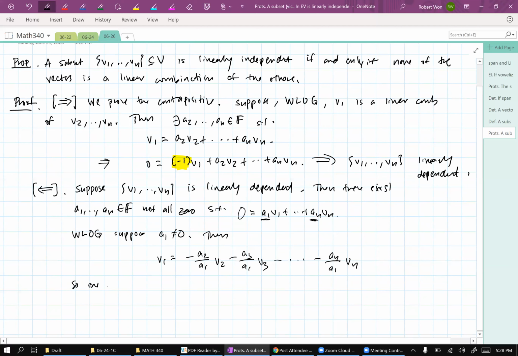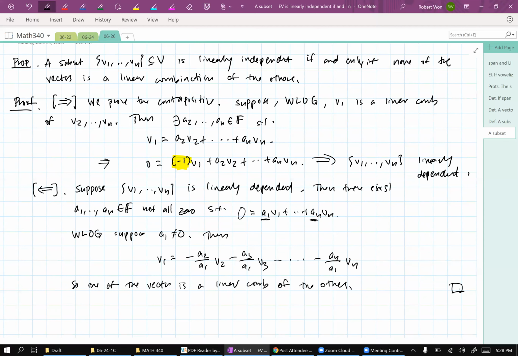So one of the vectors is a linear combination of the others. So I've proved the contrapositive of the converse, therefore I've proved both directions. Okay. So this proposition is a nice one. Somehow it captures the intuition that to be linearly independent means something about the vectors aren't redundant.